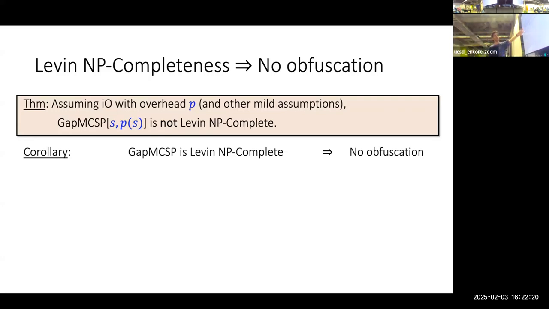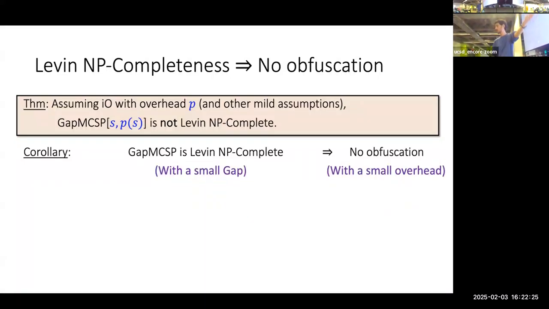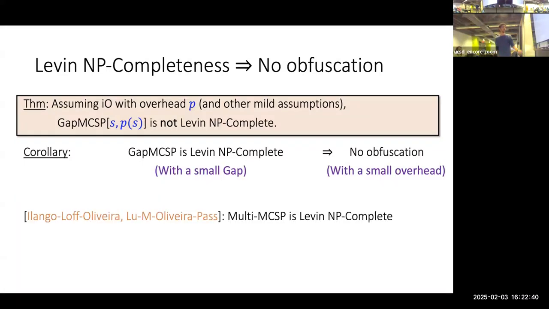If we prove that GapMCSP is Levin NP-complete with a small gap, we will get that there is no obfuscation with a small overhead. So the overhead depends on the gap. But if we prove that GapMCSP is Levin NP-complete for any polynomial gap, then we will get that there is no obfuscation. And of course, we do not know if GapMCSP is NP-complete. We do not know if it's Levin NP-complete. But we have other meta-complexity problems that we know are NP-complete. For example, by the work of Ilango, Ren, and Santhanam, we know that multi-MCSP, a problem that I will define later, is actually Levin NP-complete.